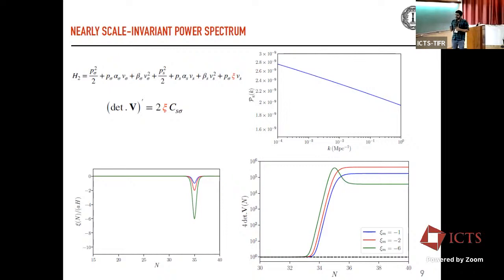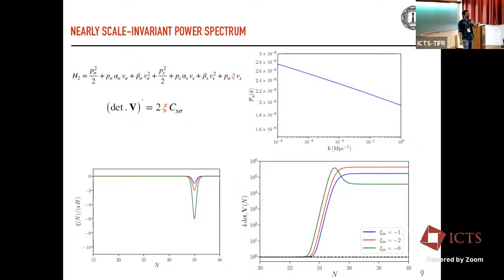Suppose a power spectrum is given. We know that it is nearly scale invariant. We know that this power spectrum can be obtained from single and multi-field models, the exact same power spectrum. But as I said, quantum mechanically these are different, because determinant V is different.